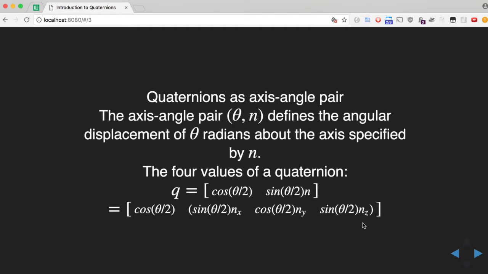In terms of axis angle pairs, we have an axis angle pair defined by this set of theta, n, where the angular displacement is of theta radians about any particular axis specified by n. And the four values of the quaternion can be represented by q here, where it's cosine of theta over 2, sine theta over 2 times n, or in the expanded form we're going to have cosine, sine, and this will have n of x, n of y, n of z.